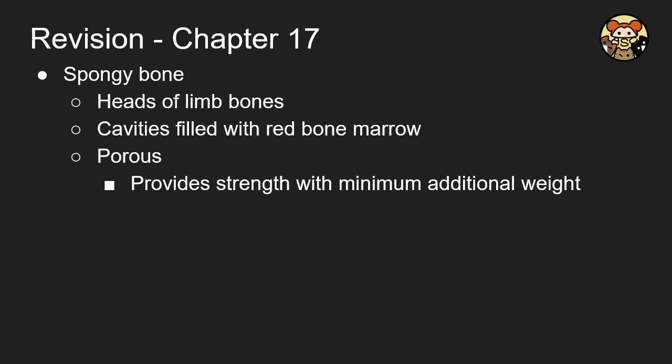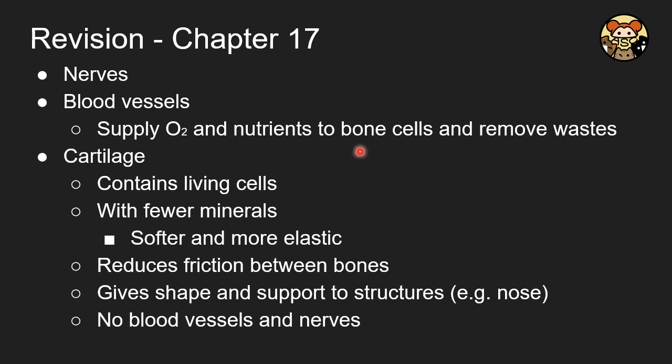While the spongy bone is the inner part of your bone, and it is composed of the red bone marrow, and it is porous, which means it has a lot of pores, a lot of holes. It provides strength while minimizing the additional weight. Within the skeleton there are also nerves and blood, and the second type will be the cartilage.